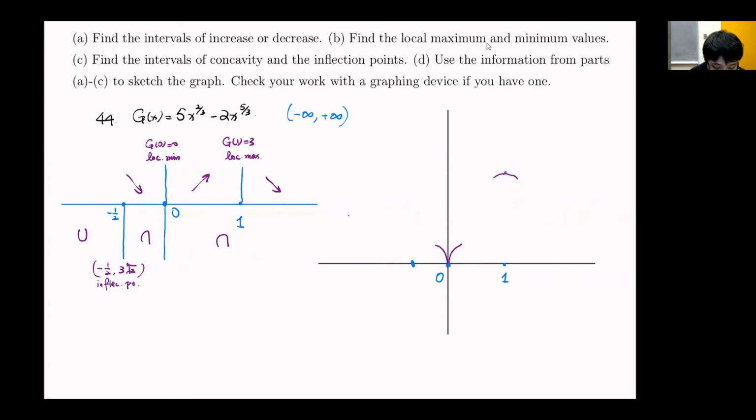Then let's look at the point -1/2. I don't really know much about this number. All I know is that this value is definitely going to be greater than 3. So the function value will be slightly greater than 3, and I will just plot it over here. Moreover, it's going to be an inflection point. So the function will be decreasing like this.